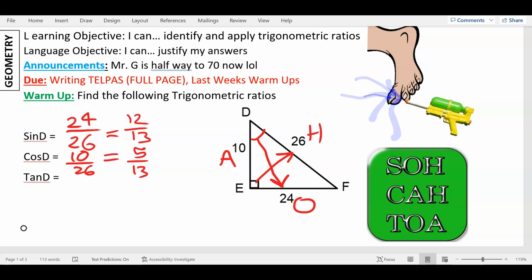Then we have tan, letter D. Tan is O over A. What's O and what's A? Okay. 24 over 10. Again, because I labeled it, I know what each of these are. 24 over 10 reduces to 12 over 5, okay? Now, that was the quick version of a big part of the notes yesterday. So everyone needs your notes on your desk with the yellow calculator. We're going to keep working on finishing that.